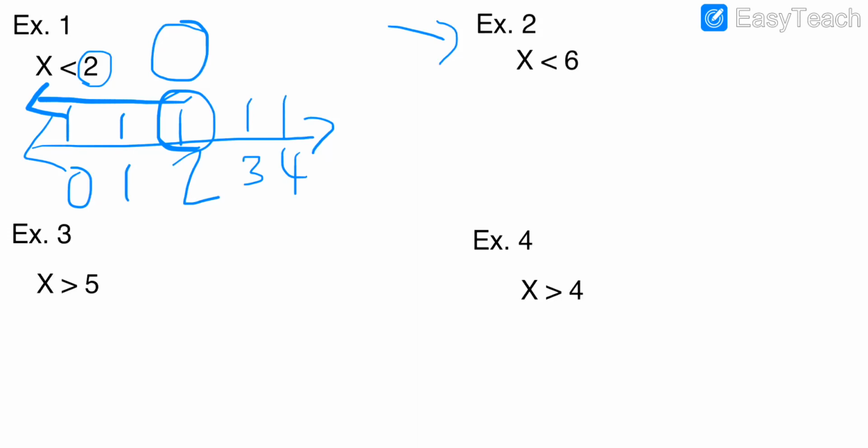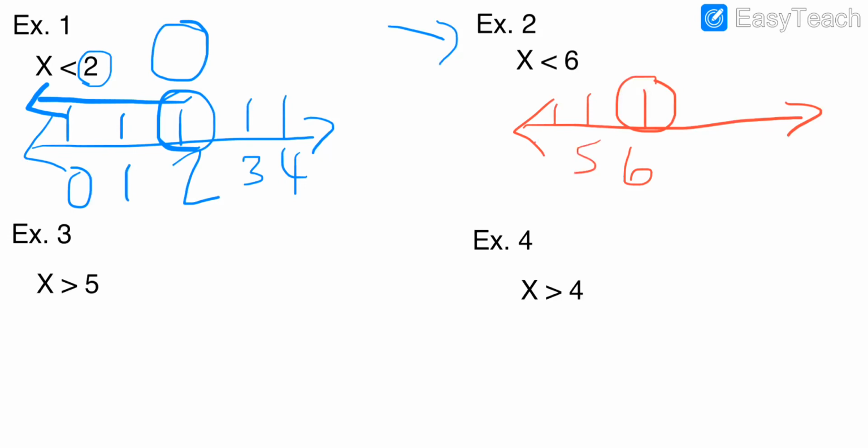Okay, awesome job. Let's check our work. So if you had done yours correctly, you would know that we have an open circle. It should be on the 6, with 5, 4, 7, and 8 around it. And we should have numbers being less than 6, which means our arrow would go to the left. Okay, let's look at example number 3.